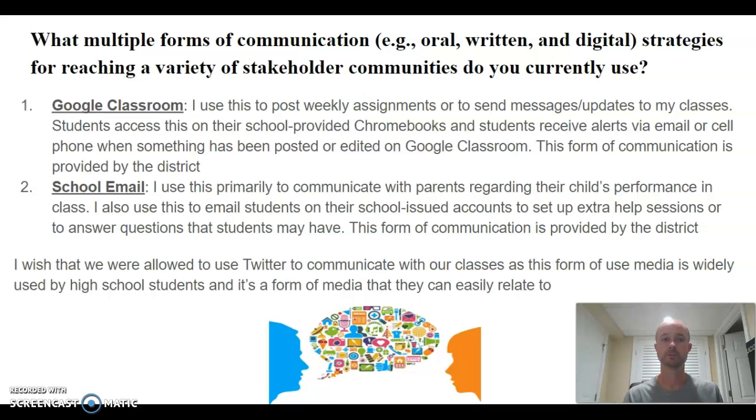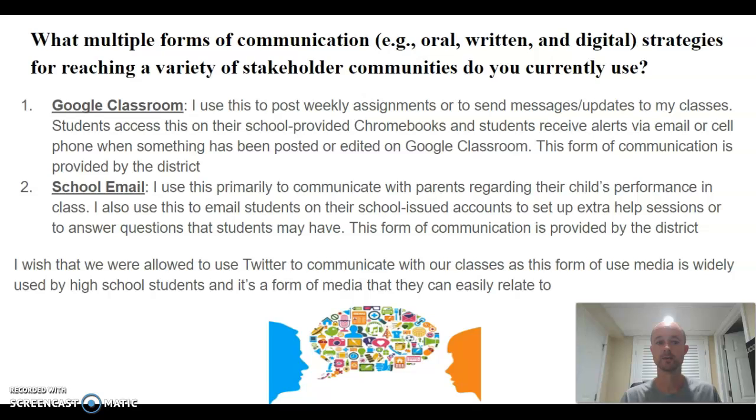So the first question that was posed, what multiple forms of communication strategies for reaching a variety of stakeholder communities do you currently use? Primary one that I use is Google Classroom. I use it to post weekly assignments or to send messages or updates to my classes. The students can access on their school-provided Chromebooks, and students receive alerts via email or on their cell phone when something has been posted or edited on Google Classroom. This form of communication is provided by the district, so the students stay up to date with that, and if anything changes, they're immediately notified and they can check that.